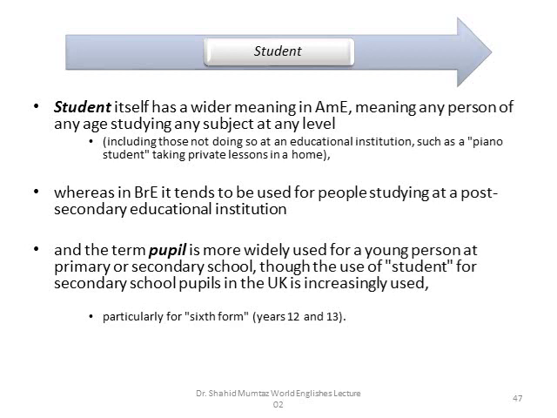Those are students. So what about those below the post-secondary level? So they are not students? No, they are not students in British English. What are they? They are pupils. So pupil is more widely used for a young person at primary or secondary school, though the use of student for secondary school pupils in the UK is increasingly common, particularly for sixth form. Sixth form means year 12 and 13.